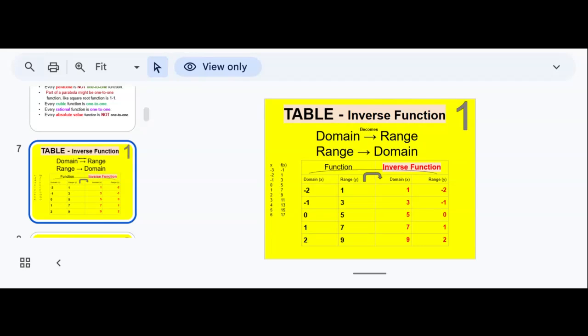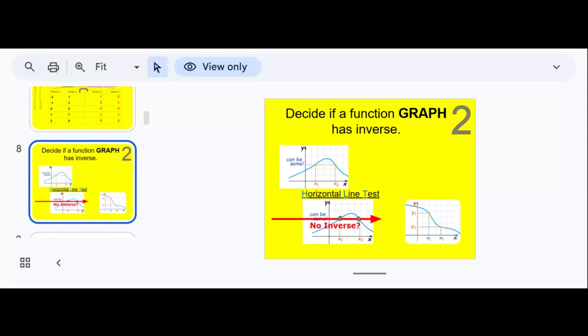Part of it. Here we said the domain. If you want to get the inverse, you swap the domain with the range, and the range becomes the domain. See here, no inverse. Why no inverse? Because it cuts in 2 points. Okay.